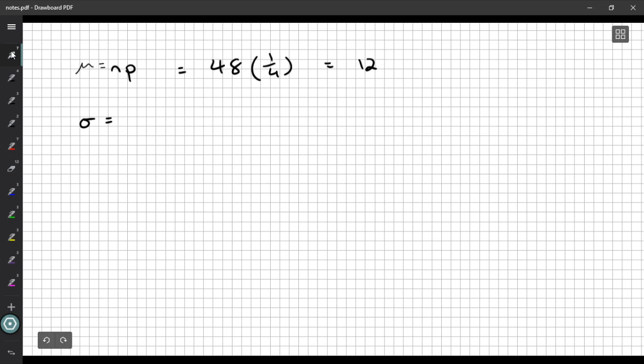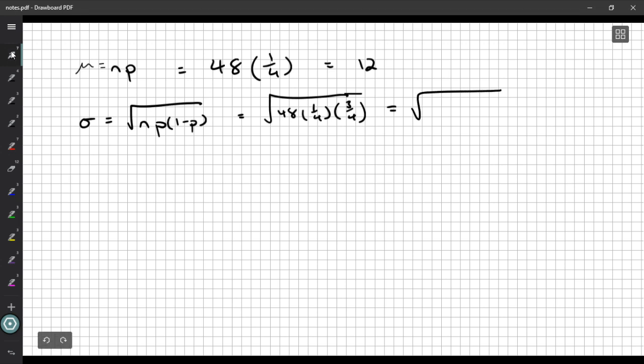How about the standard deviation? Well, that's the square root of the variance, which is n times p times 1 minus p. So we get the square root of 48 times 1/4 times 1 minus 1/4, which is 3/4. Now, 48 times 1/4, we just found out, is 12. 12 times 3 is 36, divided by 4 is 9. So square root of 9, or 3, is our standard deviation.